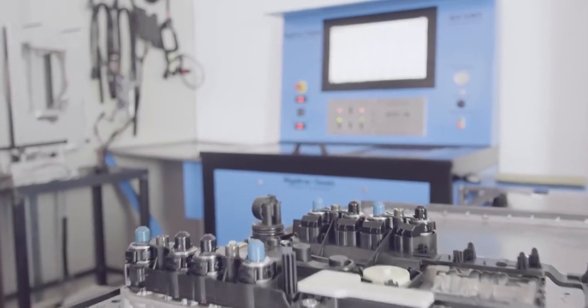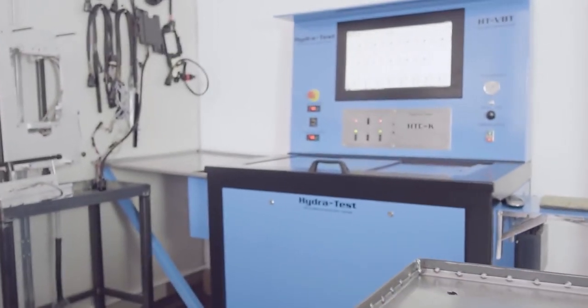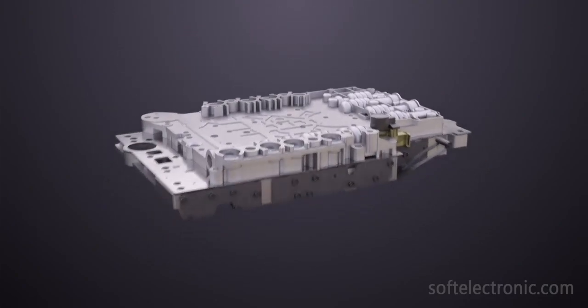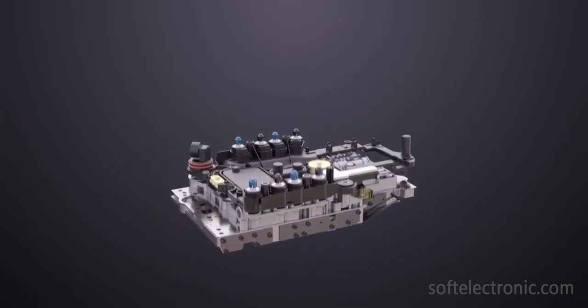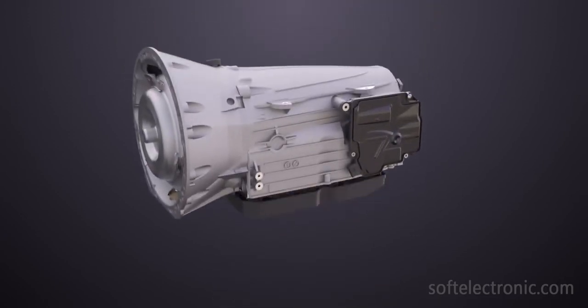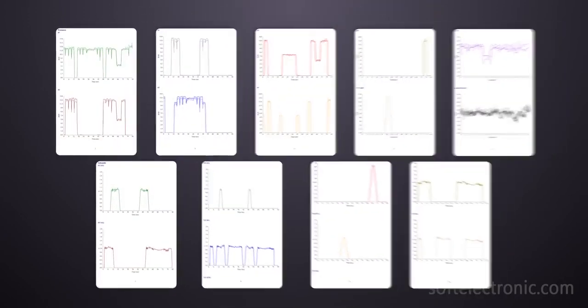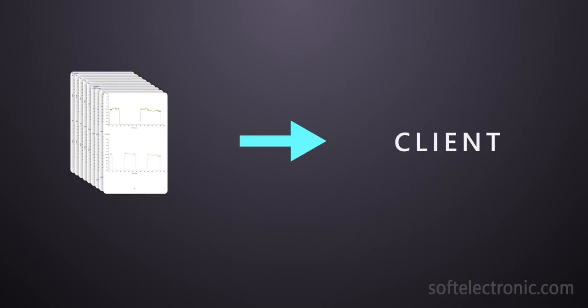After the problem is eliminated, the mechatronic is once again tested on the specialized stands. If the tests pass successfully, the valve body is assembled to the control unit and the mechatronic is mounted in the gearbox. Results from the tests are provided to the client.